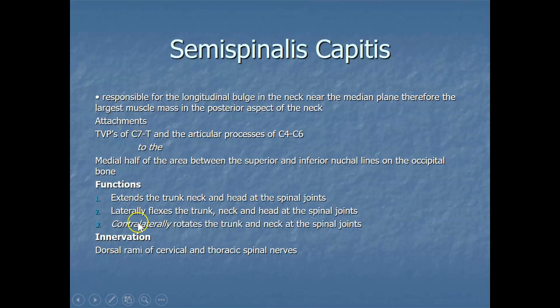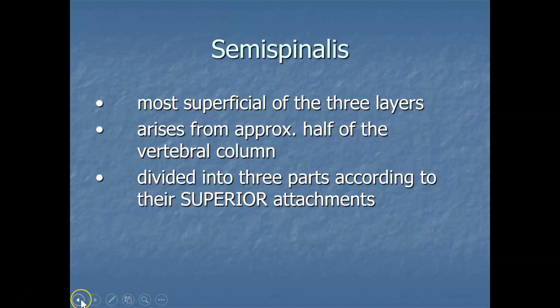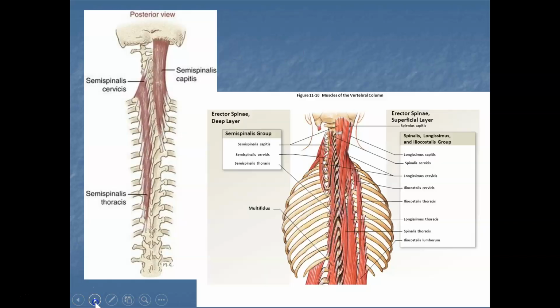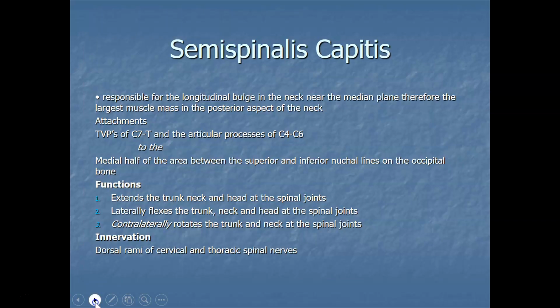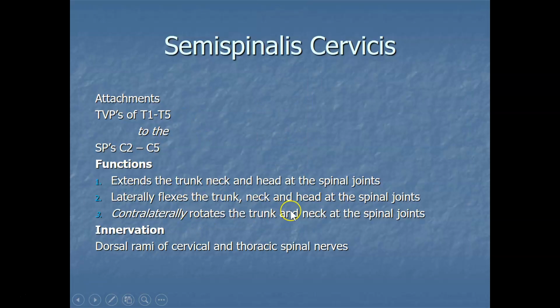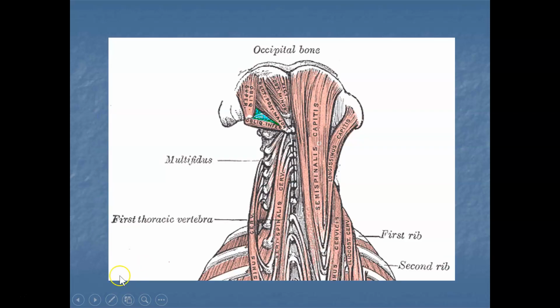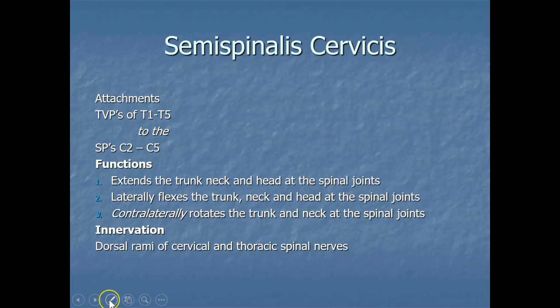Let me go back a couple of slides. Okay, the semispinalis capitis also rotates the head. I apologize, I don't have that there. It is a contralateral rotator of the head, whereas cervicis rotates the trunk and neck at the spinal joints. So capitis rotates the head contralaterally as well as the trunk and neck, whereas cervicis contralaterally rotates the trunk and neck, not the head. And its innervation as well is a dorsal rami of the cervical and thoracic spinal nerves.